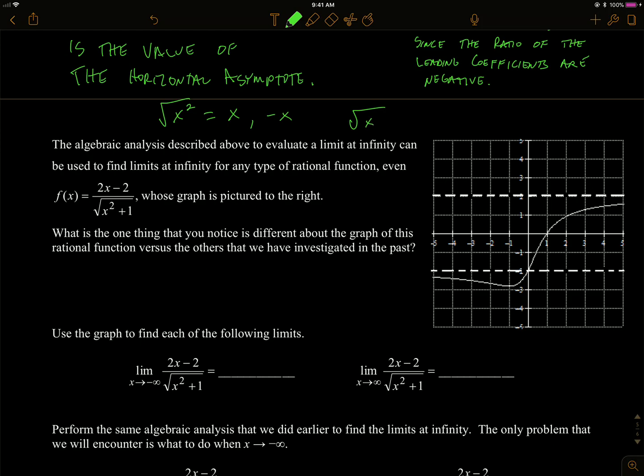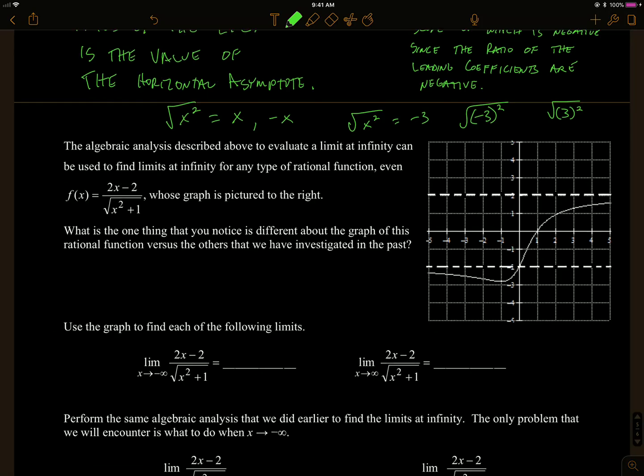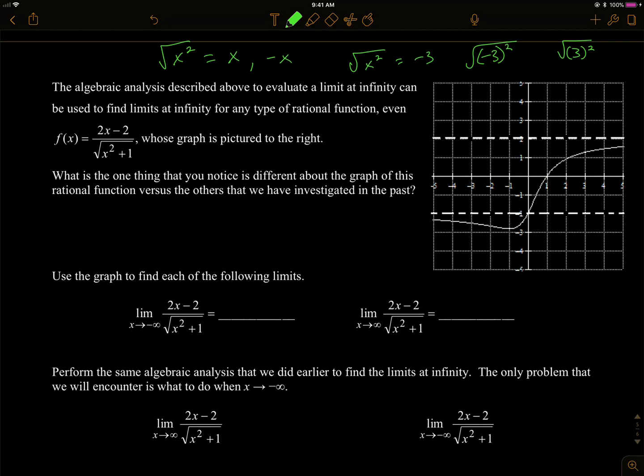The square root of x squared could certainly be equal to negative 3, because I could write it like this, let's look at this, or it could have been written like this, right? So it could be negative 3 or it could be positive 3. So that's kind of what's driving this, how we can get 2 horizontal asymptotes.